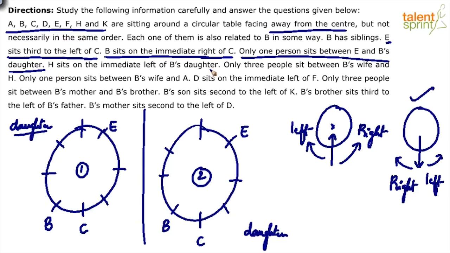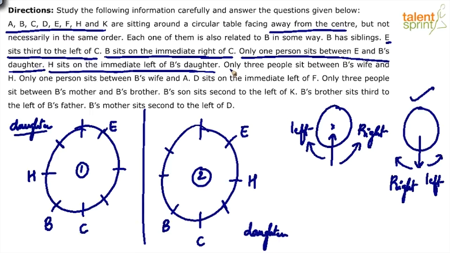H sits on the immediate left of B's daughter. So B's daughter is already marked here. B's daughter should be taking this position. Who B's daughter is, is not known to us. It can be any of the remaining 5 persons, but its position is fixed. So H is on the immediate left of B's daughter. What is left of B's daughter? Left is anti-clockwise, right? So in this direction, H would come here. In this case, B's daughter is seated here, and H is in the immediate left, so H would come here, right?